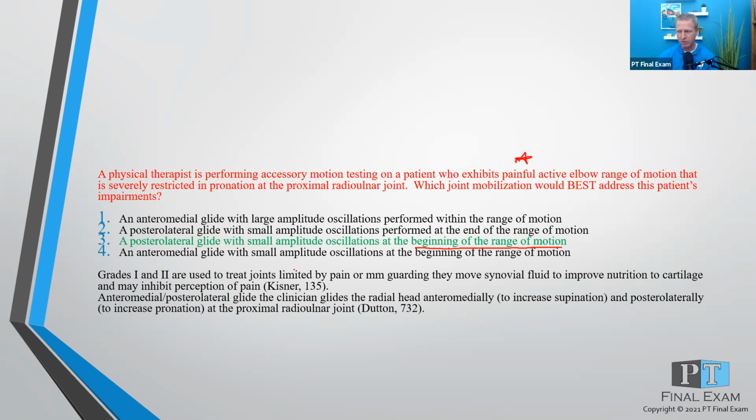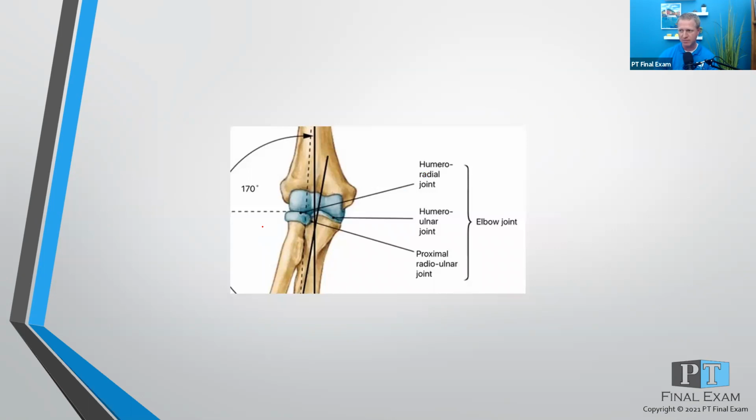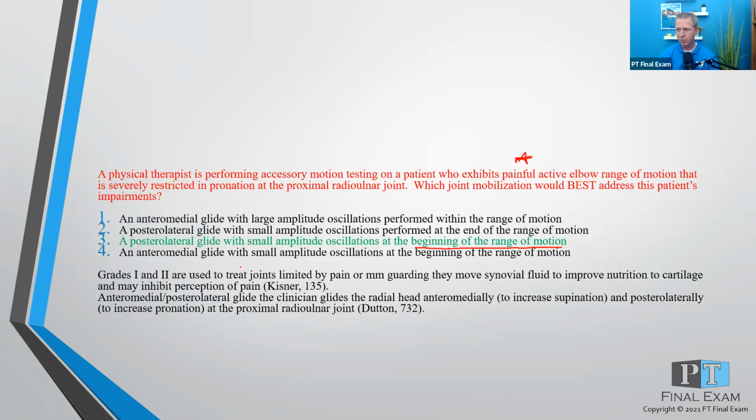The other thing you need to know is that at the proximal radial ulnar joint, the radius is the convex portion of this joint. So as you're rolling from supination to pronation, you're getting an anterior roll, which requires a posterior glide. So that's why number 3 is the most correct answer. It includes the posterior glide with small amplitude oscillations at the beginning of the range of motion, or a grade 1 Maitland mobilization.